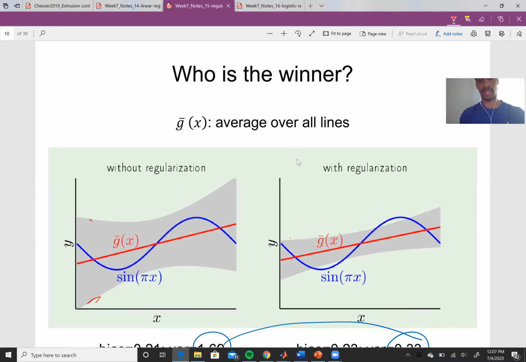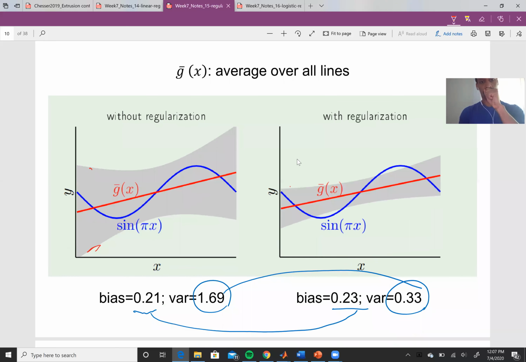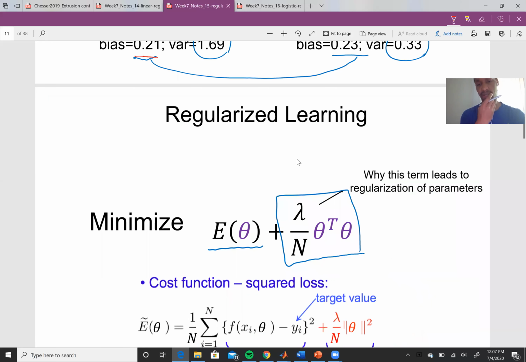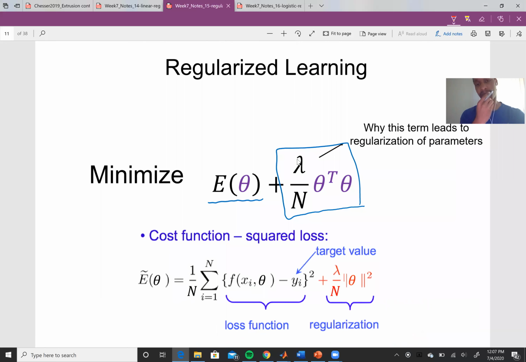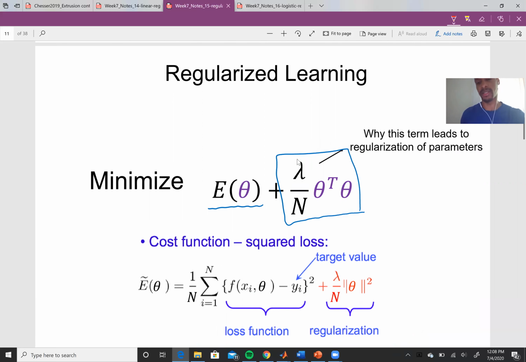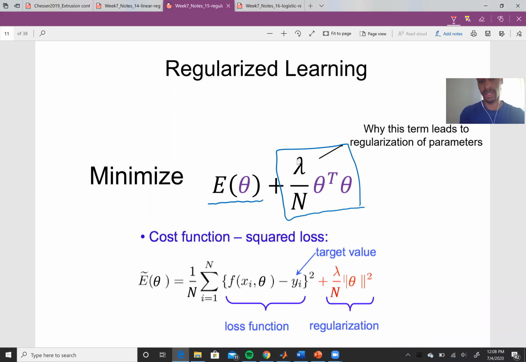So I guess here is the bias, basically the y-intercept, and the variance of these fits. Okay. So this is the big loss function for regularized learning. And the difference here, so this is still the same loss function, the difference is that you add a term.